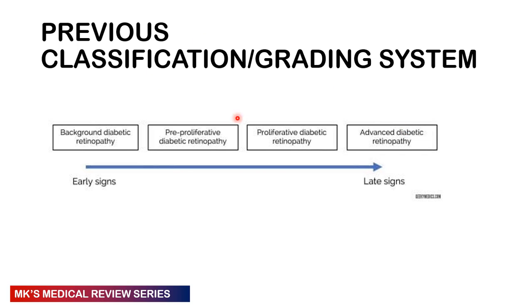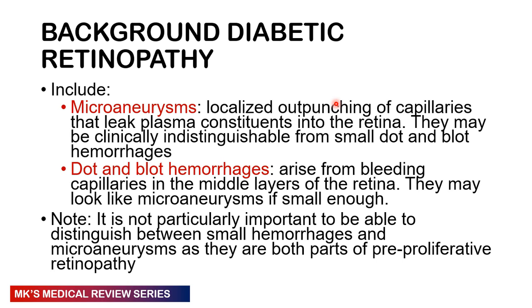So these are the 4 main stages, and I'll describe them in detail before I actually give you the newer classification, because I find it easier to actually learn using this classification. Then we go to the newer classification. It'll be much easier to understand rather than me teaching you the newer classification first. So we'll begin with background diabetic retinopathy.